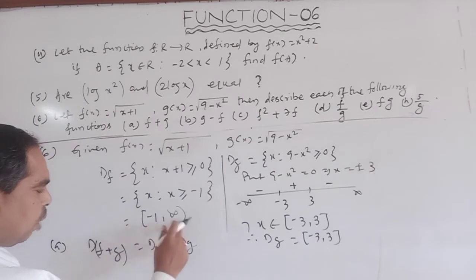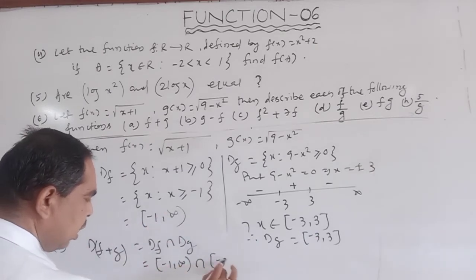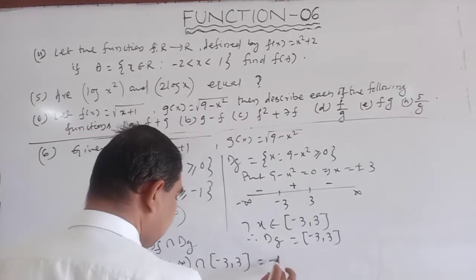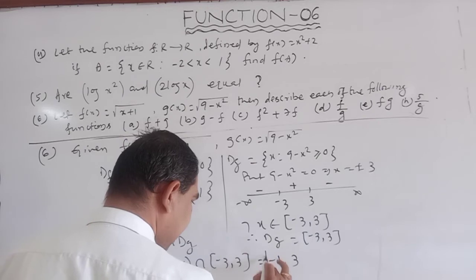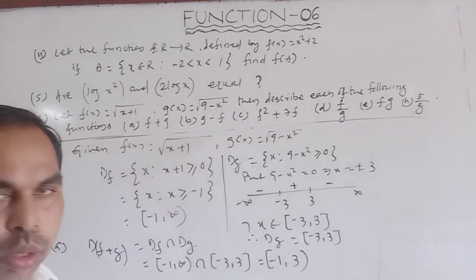So domain of f plus g is equal to domain of f intersection domain of g. So what is the common? This is minus 1 to infinity intersection minus 3 to 3. So what is the common? The common part is minus 1 to 3. So common domain is minus 1 to 3.